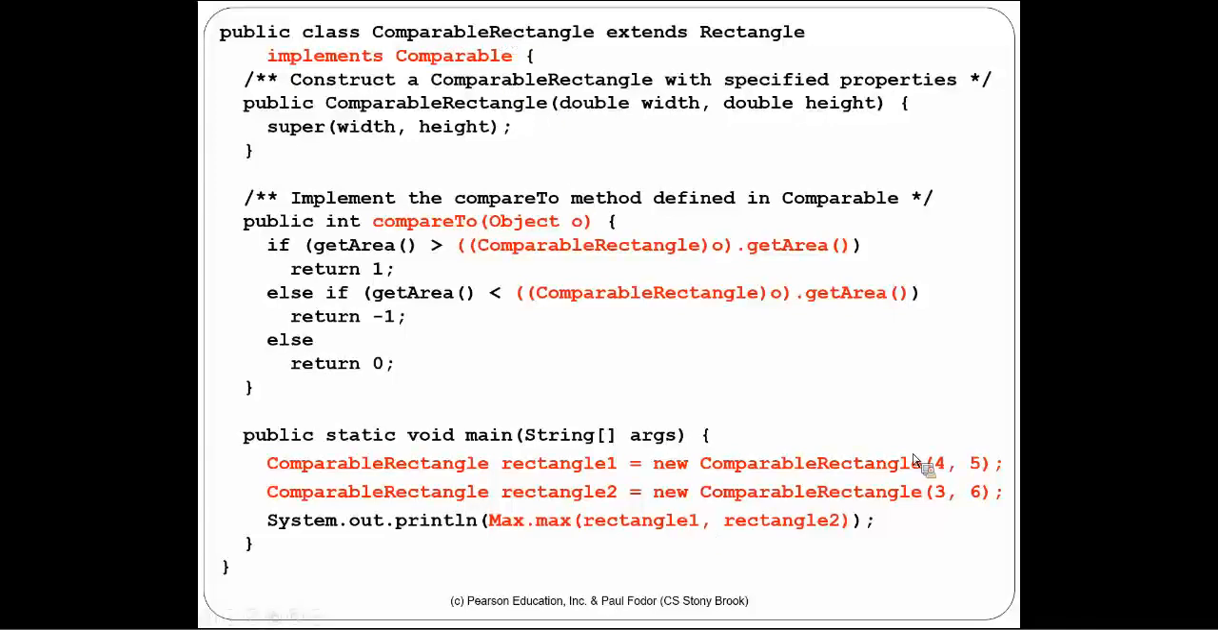And in our case, it will return that the first rectangle has an area that is bigger than the second one. 20 in the first rectangle, 18 in the second one. So it will return rectangle 1 as the object that is returned by the max method, and it will print that rectangle 1 data, like for instance width and height.